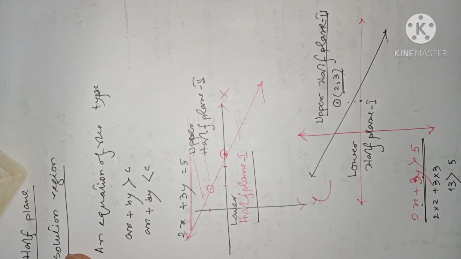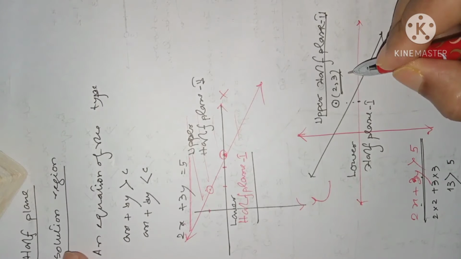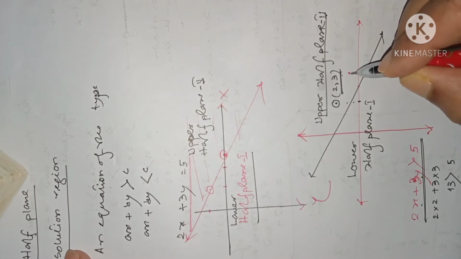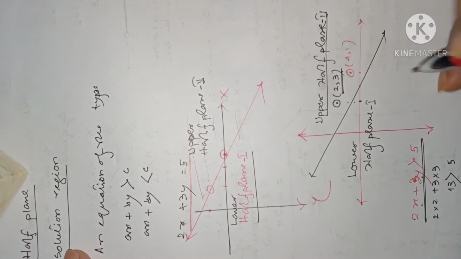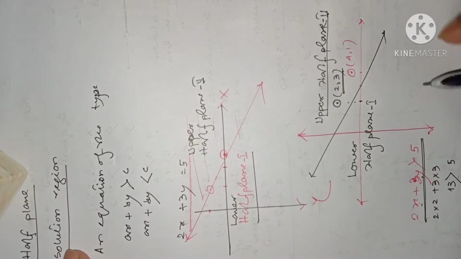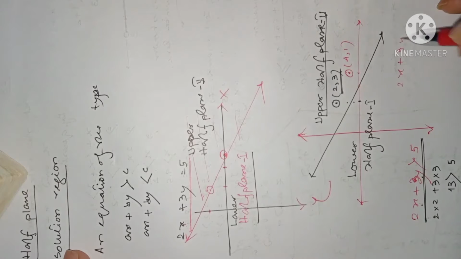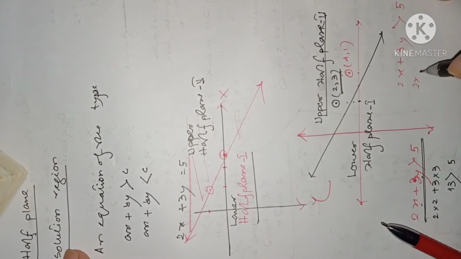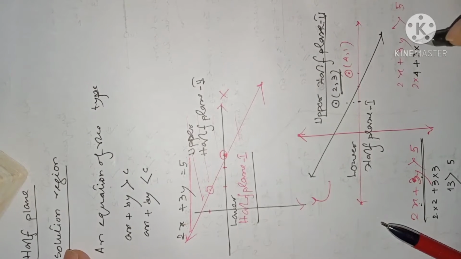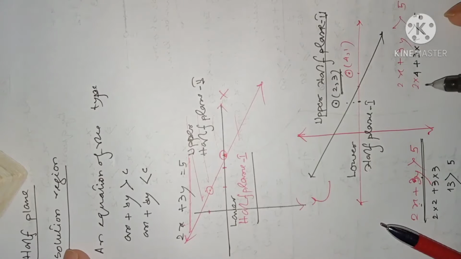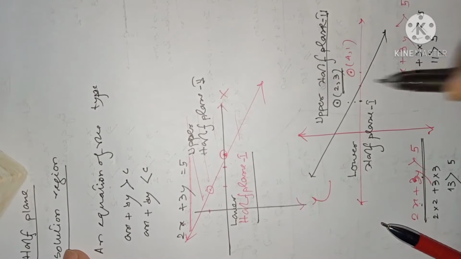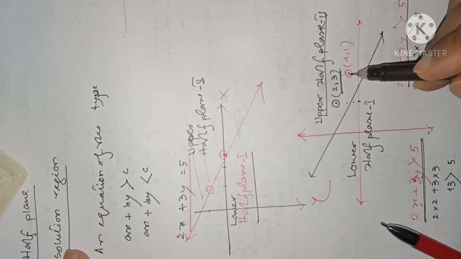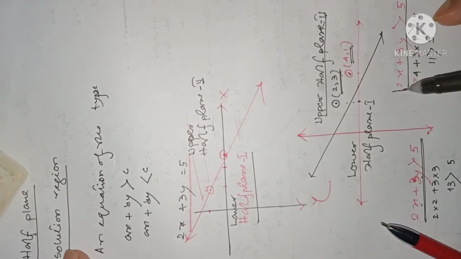Try to understand what I am saying. Another point I select here, suppose it is 4 comma 1. I insert it again in the inequation 2x plus 3y greater than 5: 2 into 4 plus 3 into 1, that is 8 plus 3, 11, greater than 5. That means this is also a solution of this inequation, because this pair of numbers also satisfies it.